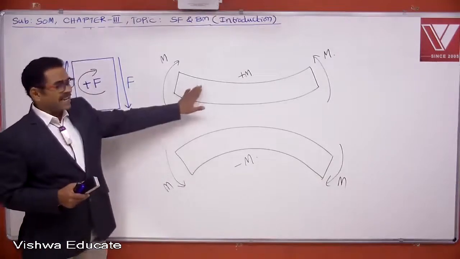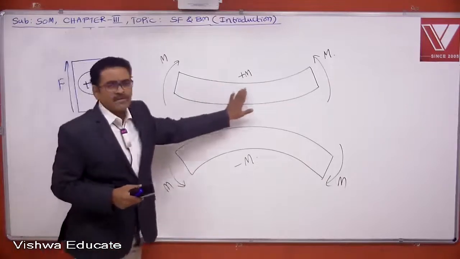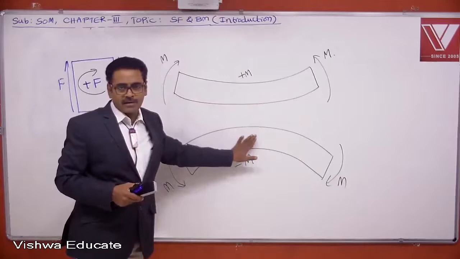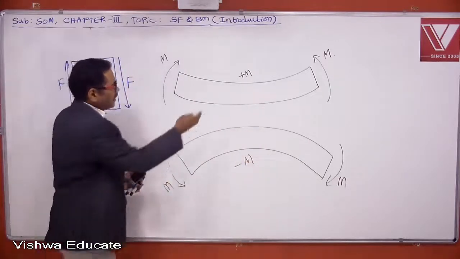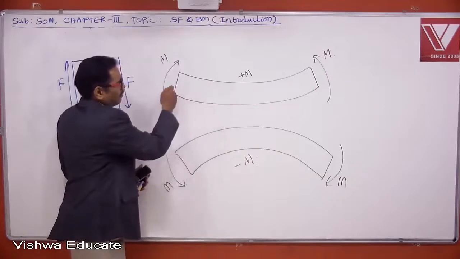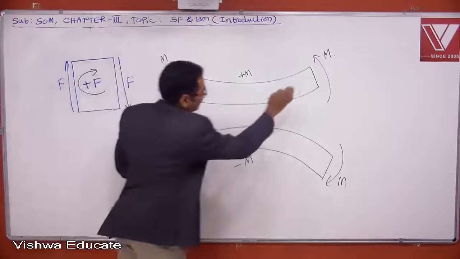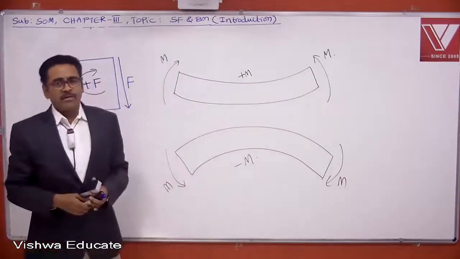This is called sagging moment. This is called hogging moment. All sagging moments are treated as positive bending moment. All hogging moments are treated as negative bending moments. Or you can understand like this: if moment is clockwise on the left and anti-clockwise on the right, that section of beam carries positive bending moment.